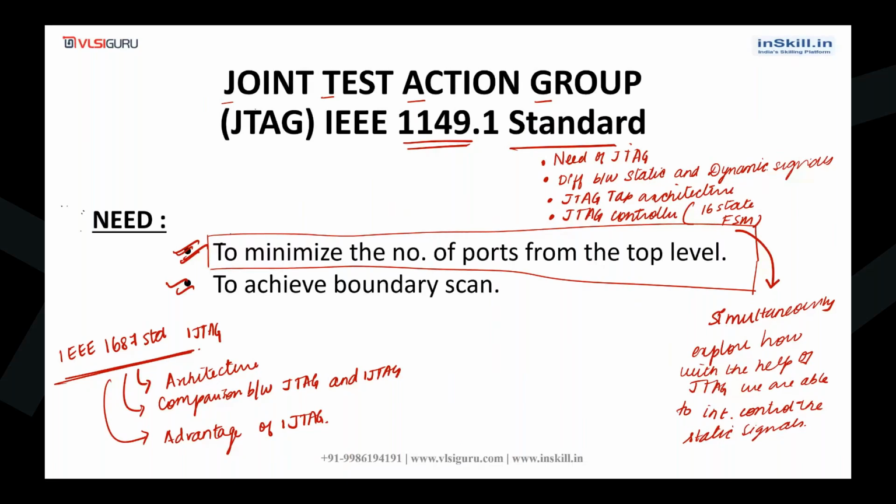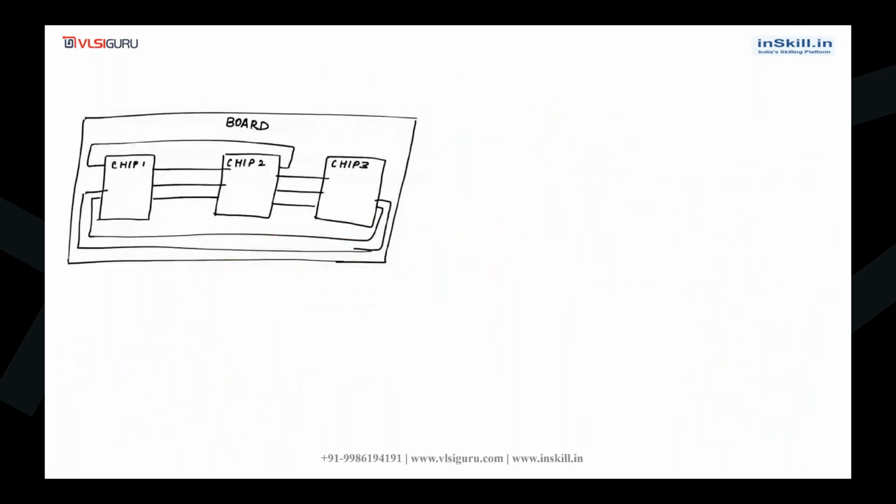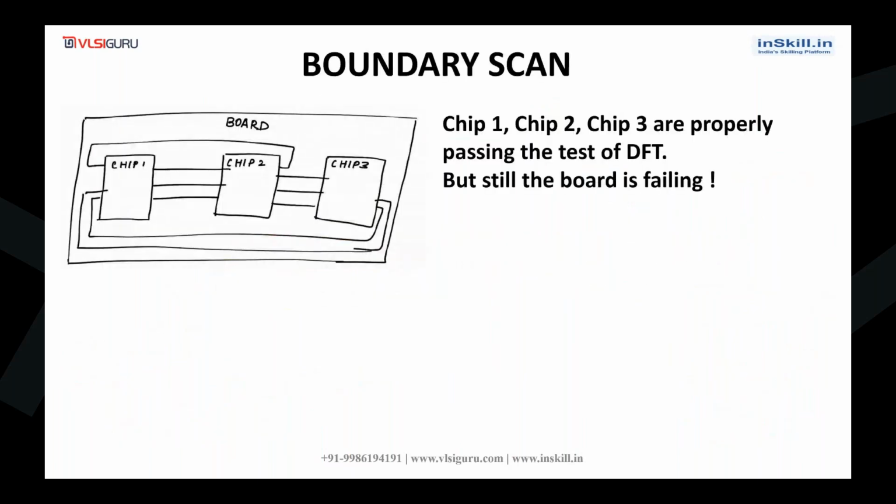Next, the need of JTAG is also to achieve boundary scan, as it is written. So what is this boundary scan? We will try to understand here. In this case, chip 1, chip 2, and chip 3 are properly passing the DFT test, but still the board is failing. So what is written in this slide, we will try to understand.